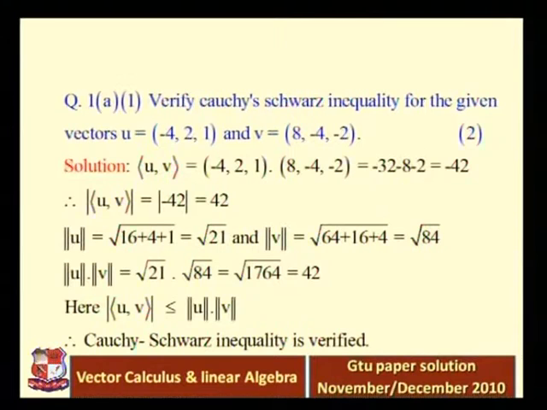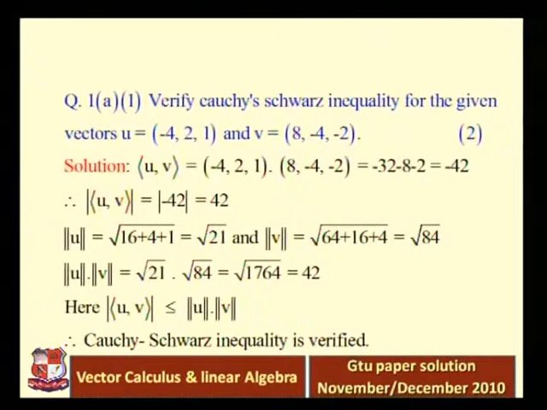So you can see the left hand side is 42 and the right hand side we also got 42, and that is 42 always less than or equal to 42. So here we proved the Cauchy-Schwarz inequality for these two vectors u and v, that modulus of inner product uv is less than or equal to norm u times norm v, because the left hand side we got 42 and the right hand side also 42. So Cauchy-Schwarz inequality is verified for these two vectors. This question carries 2 marks in this question paper.